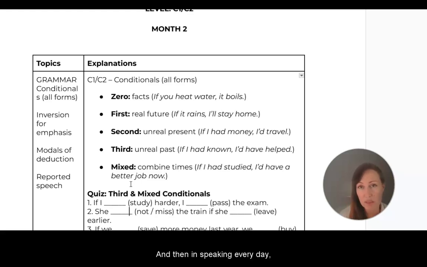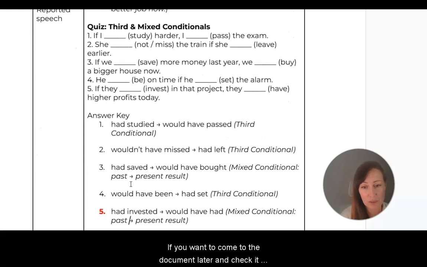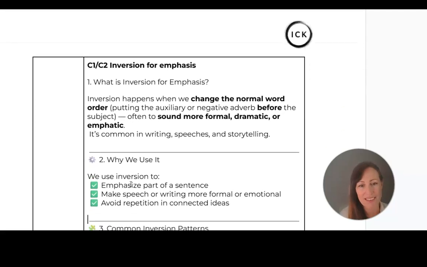And then in speaking every day, we usually mix the conditionals. If I had studied, past conditional, I would have a better job now, present conditional. So there's a little quiz here to test it. If you want to come to the document later and check it or pause the video, you can do that. Okay.